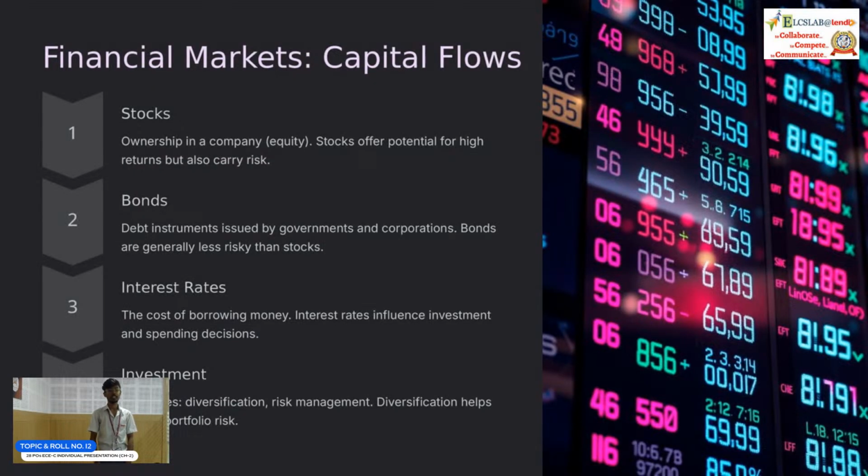Financial markets capture flows of stocks, bonds, interest rates, and investment. Stocks are ownership in a company. Stocks offer potential for high returns but also carry risks. Bonds are debt instruments issued by governments and corporations. Bonds are generally less risky than stocks. Interest rates are the cost of borrowing money. Interest rates influence investment and spending decisions. Investment involves diversification and risk management. Diversification helps reduce portfolio risk.